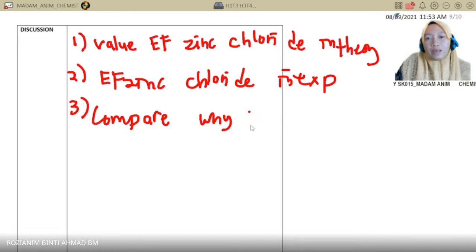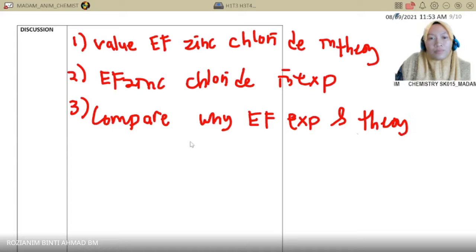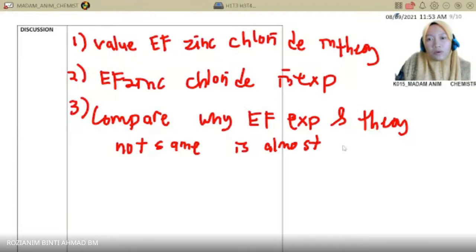Why? Empirical formula, experiment and theory not same ataupun is closer ataupun almost same. Okay, macam mana you nak compare? Okay, bermaksud ayat kamu adalah the presence of the error occur during the experiment.